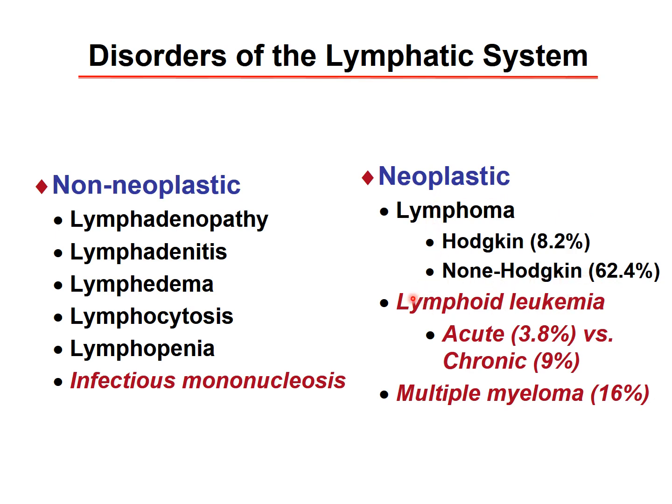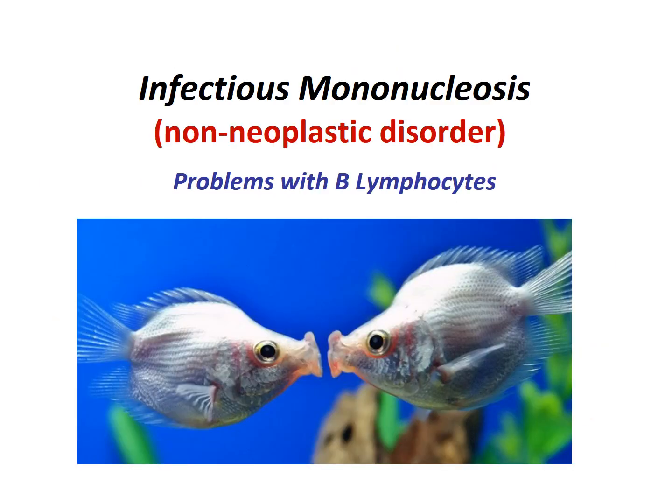However, we are going to discuss the leukemias, the lymphoid leukemias. We shall talk about the acute lymphoid leukemias and the chronic lymphoid leukemias. And in the next seminar, we are going to deal with multiple myeloma, the plasma cell disorders. So today we are going to talk about infectious mononucleosis and acute and chronic lymphoid leukemias. These are the topics for this session.